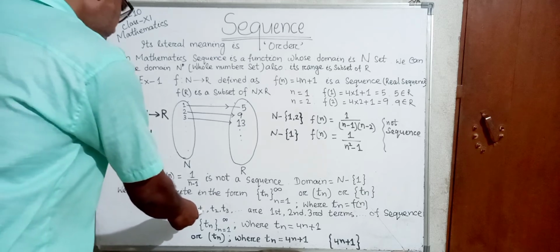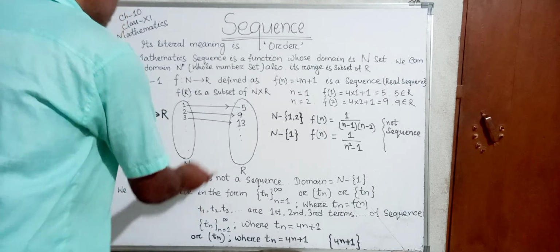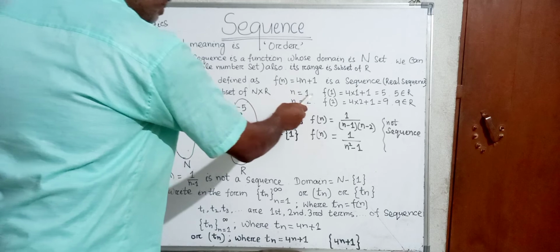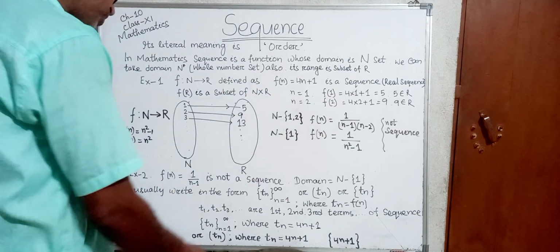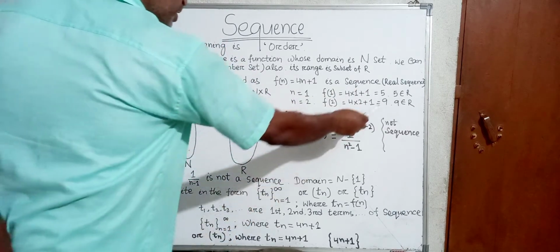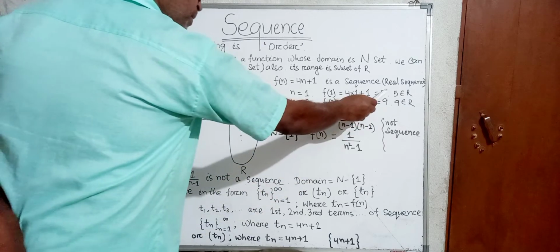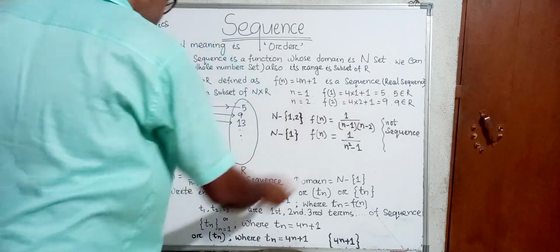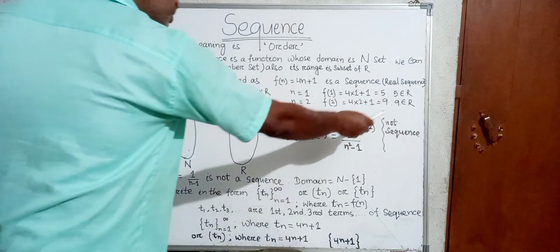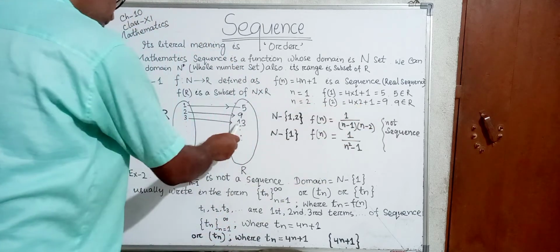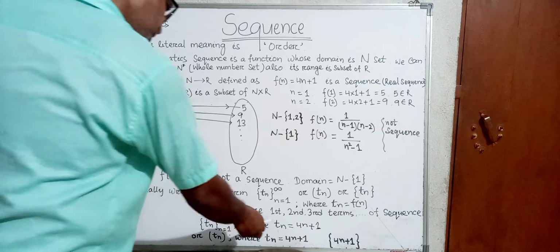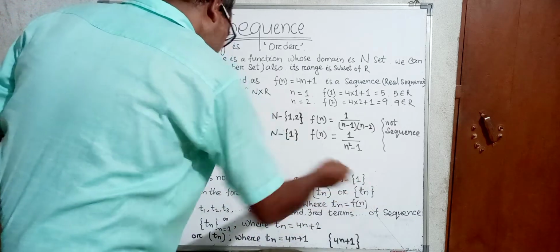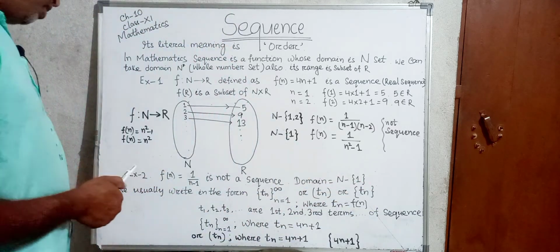So here you see, T1 will be what? T1 is 5. Here you see the element 5, it is the first term, T1 is 5. T2 is 9, T3 is 13. So these are the terms of the sequence.